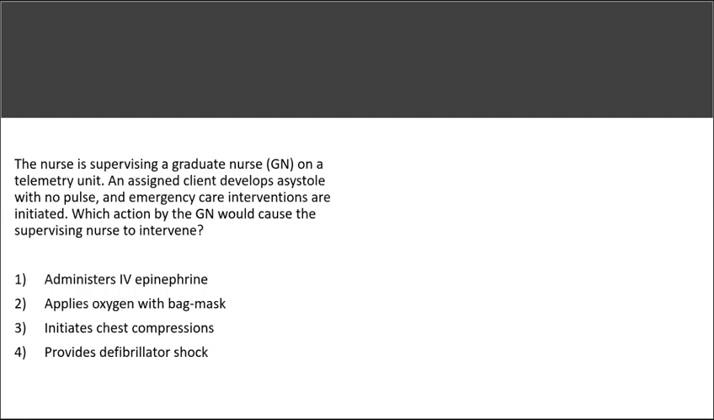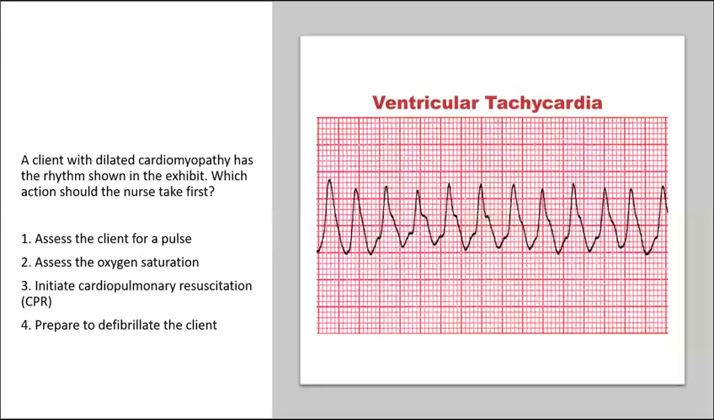The nurse is supervising a graduate nurse on a telemetry unit. An assigned client develops asystole. I'm already seeing that asystole with no pulse. So that's a giveaway there. So again, they're asking what action by the graduate nurse would cause me to intervene. And I know I don't want to give a defibrillator shock with asystole. So that's a giveaway there.